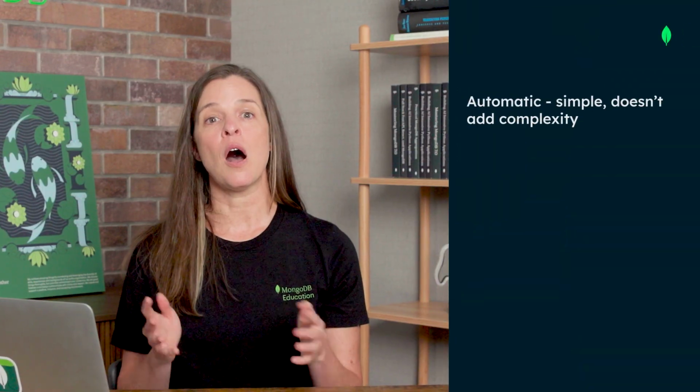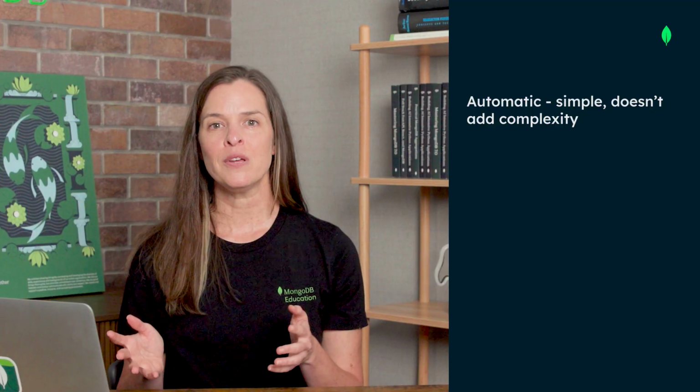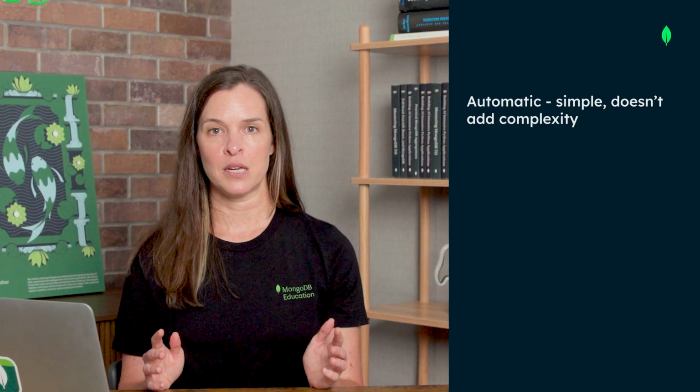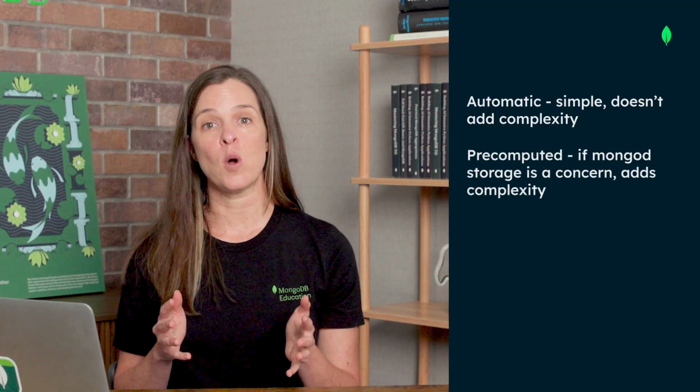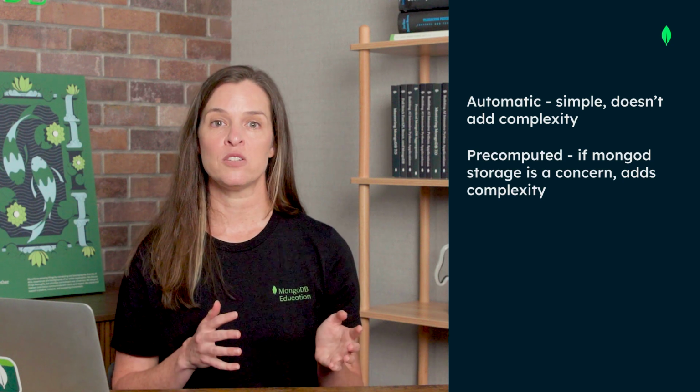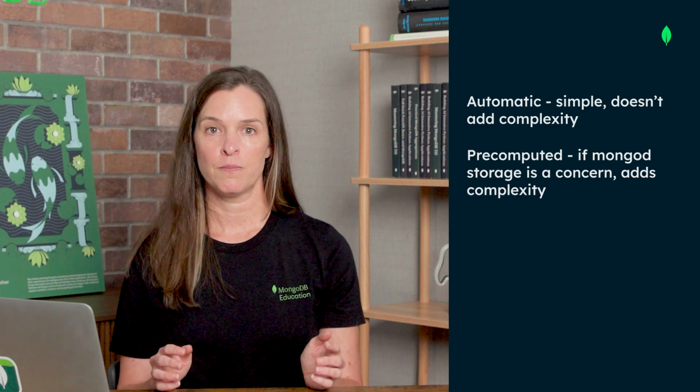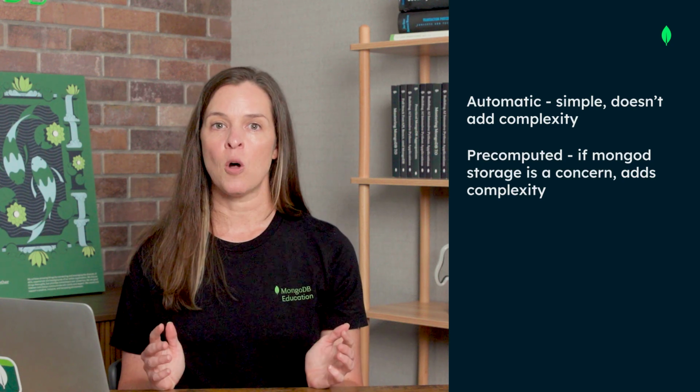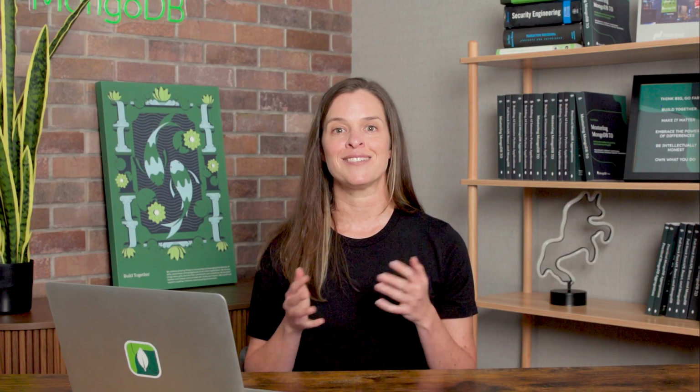If you're just starting out with quantization, you should start with automatic quantization as it's simple and doesn't add pipeline complexity. Move to pre-computed quantization only if MongoDB storage is also a concern. Either way, validate recall by comparing your approximate nearest neighbor results against exact results before going to production.